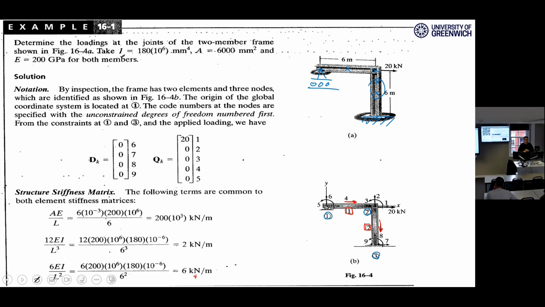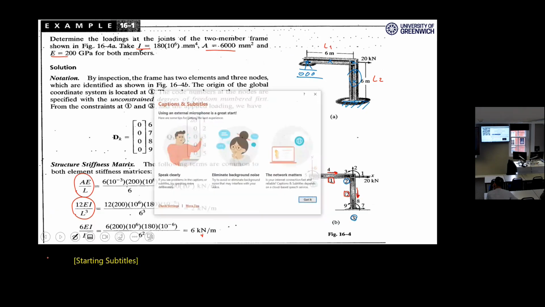We have, see the definition here, A equal to 6,000. I is here. E is here. And L is from the figure, this is L1 and this is L2, element number 1 and 2. So basically we have 4 parameters we need: E, I, A, and L for each element. For example, for both elements, the length is the same, 6 meters. So for both elements, AE over L is this one, 12 EI over L cubed, and this.